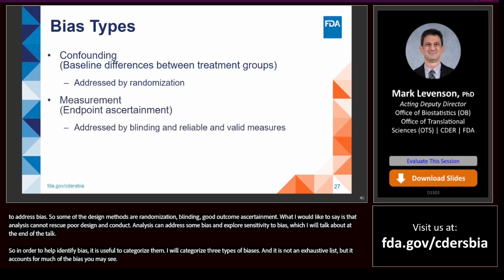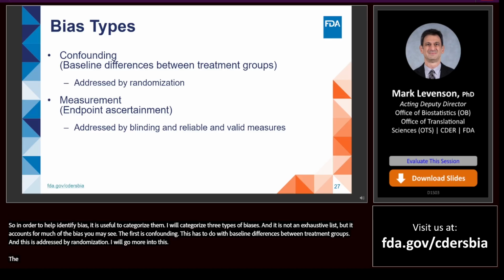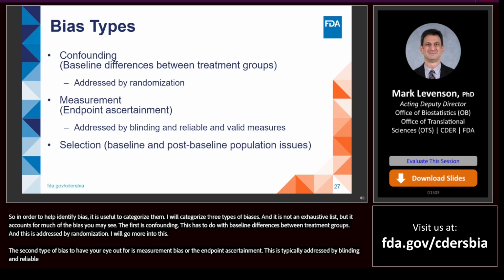The second type of bias to have your eye out for is measurement bias, or the endpoint ascertainment. This is typically addressed by blinding and reliable and valid measures. I really won't be saying any more about this in today's talk. And finally, there's selection bias. This includes both baseline and post-baseline population issues, which I'll have a bunch to say about in a few slides.